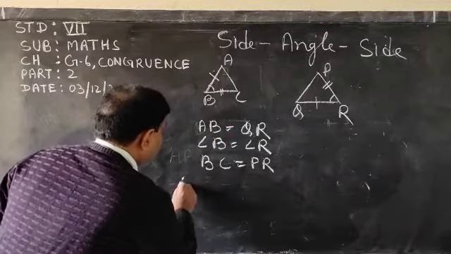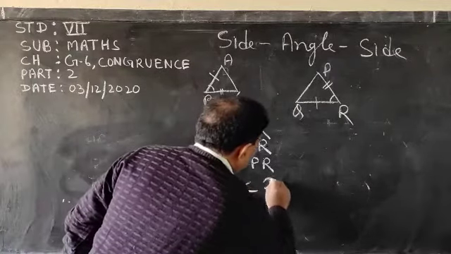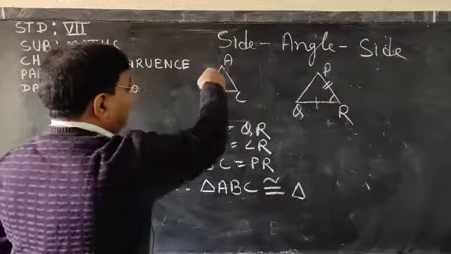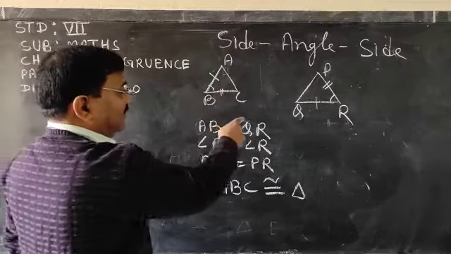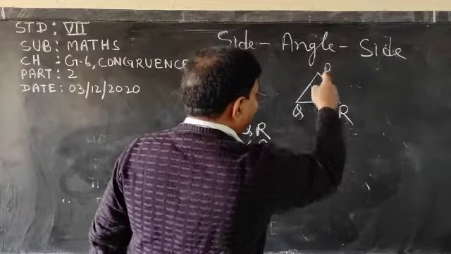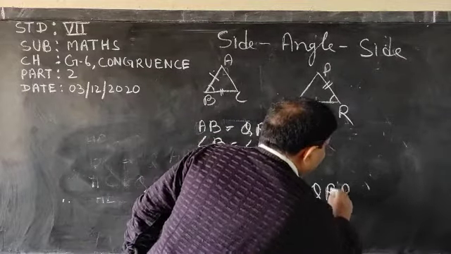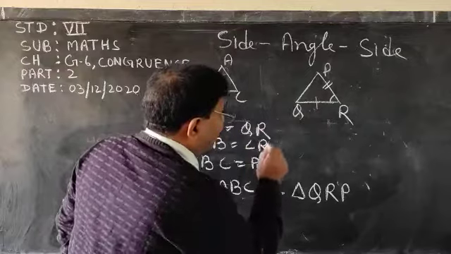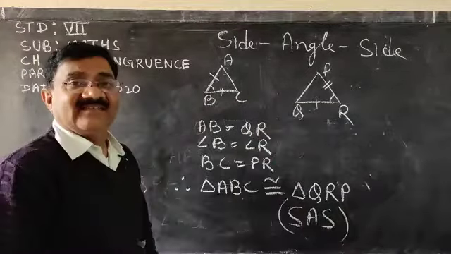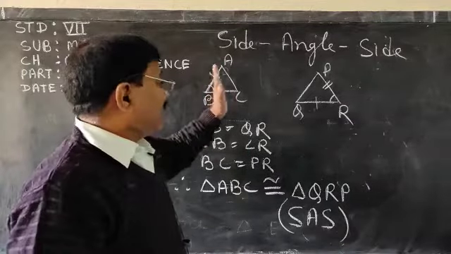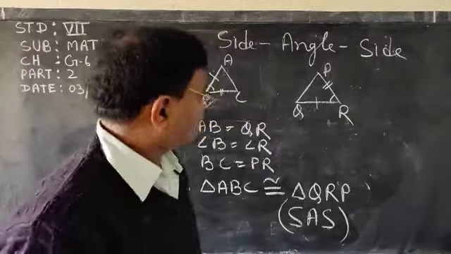Therefore, triangle ABC is congruent to triangle QRP. How will you write? Single mark angle, then double mark, QRP. By which criteria? Which condition? SAS. Side angle side. The angle must be included between two equal sides. So the second criterion is understood.